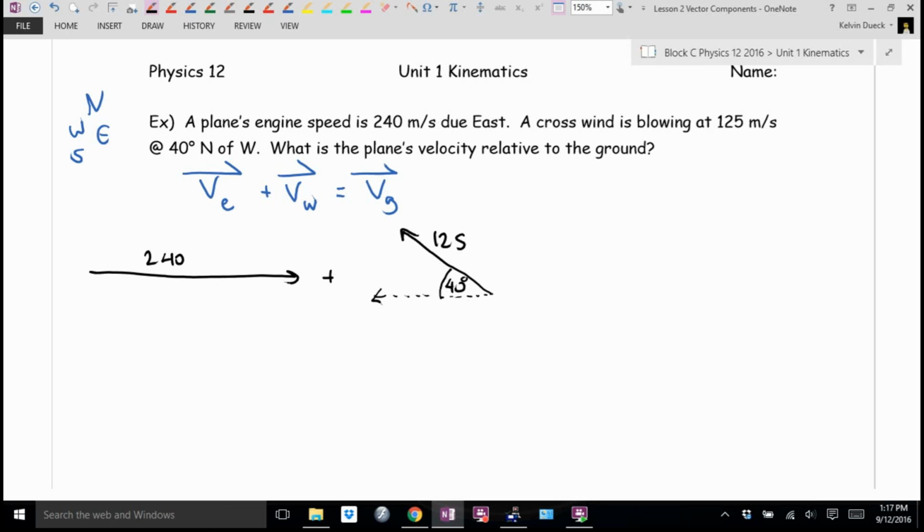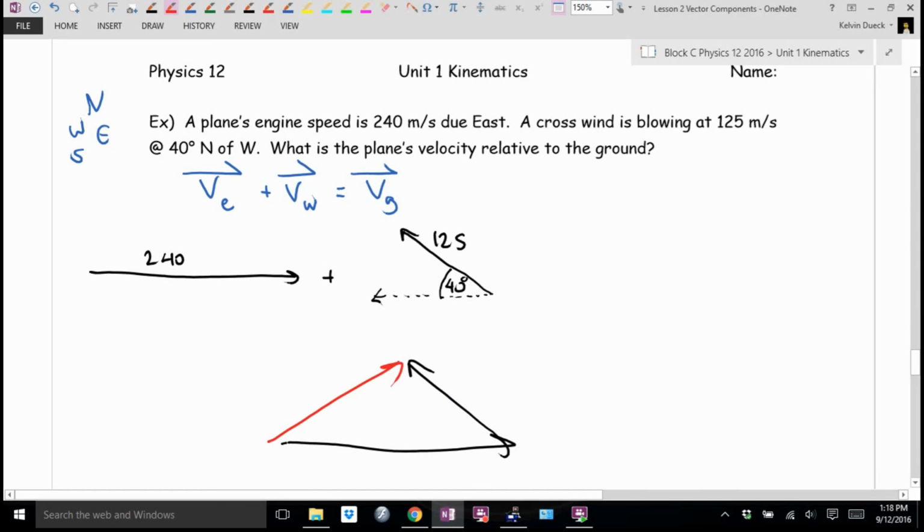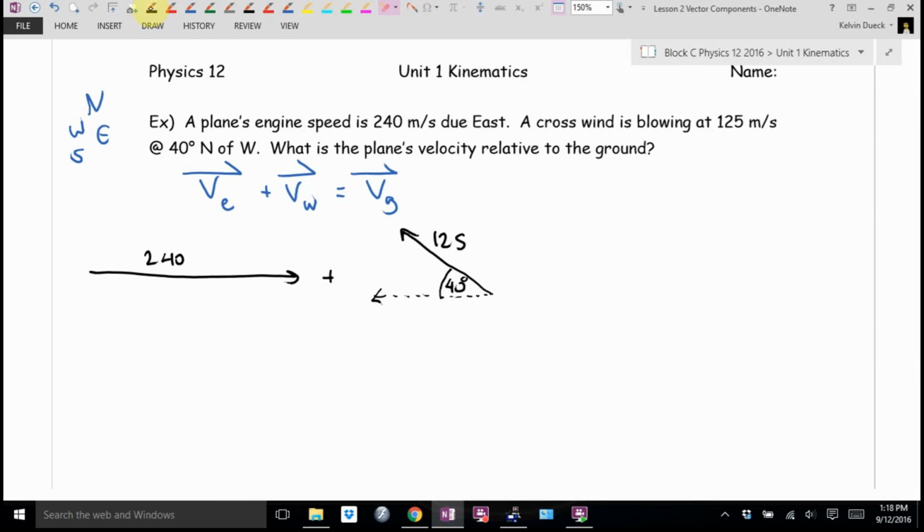Is there a slanty? Now, again, you could go tip to tail, and that's the resultant. Are there any right angles in there? You can do sine law, cosine law. Or we can take that slanty and find components. We can break it up into Vx and Vy. Vy is opposite, Vx adjacent, 125 hypotenuse.